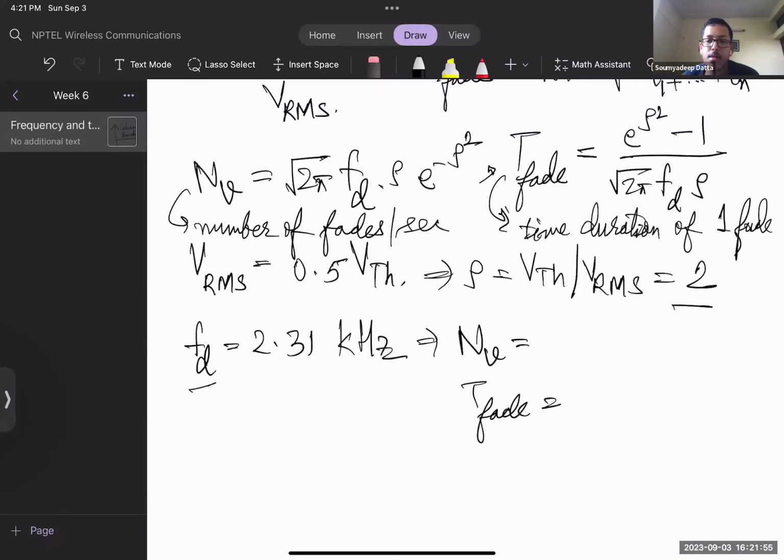Instantaneous or average duration of one fade? Average duration. It is average. Instantaneous will vary, so this is the average duration. I'm getting this value to be 212 and P fade, let's see.